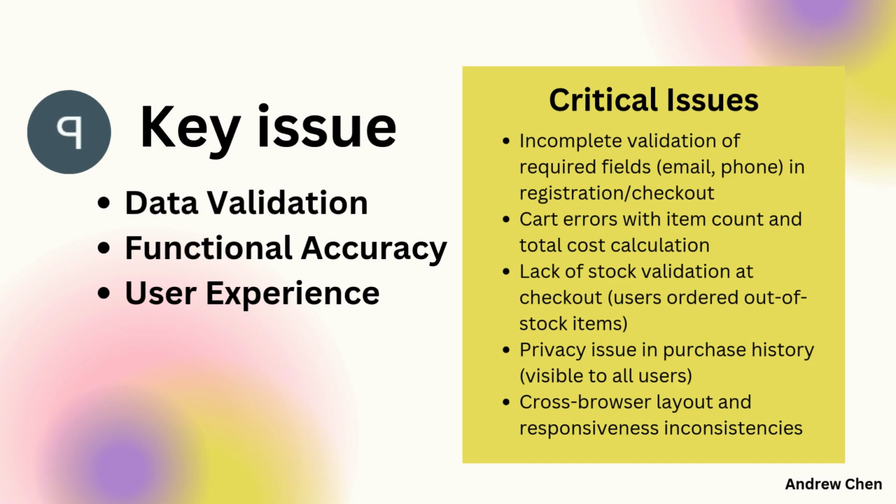For data validation, we found that mandatory fields like email and phone number were not consistently enforced in both registration and checkout, allowing users to proceed with incomplete information. Functional accuracy issues were seen in areas like the shopping cart, where errors in item count and total cost calculations affected reliability. Lastly, in terms of user experience, we encountered issues such as the lack of stock validation at checkout and privacy concerns in the purchase history feature, where users could view each other's orders.